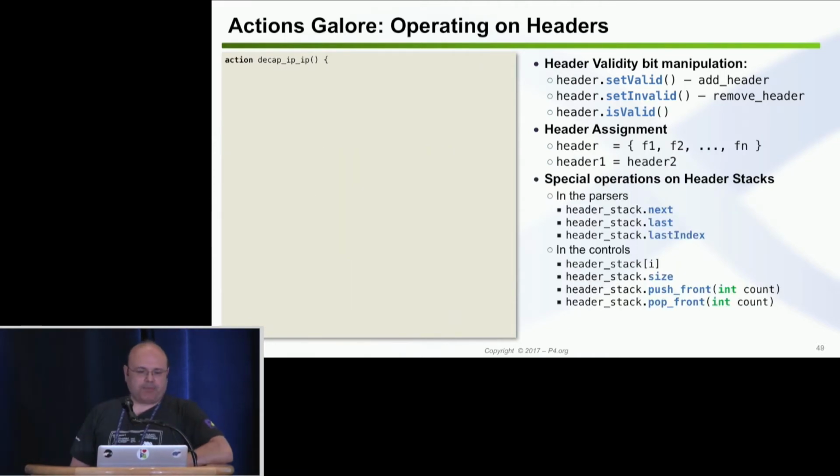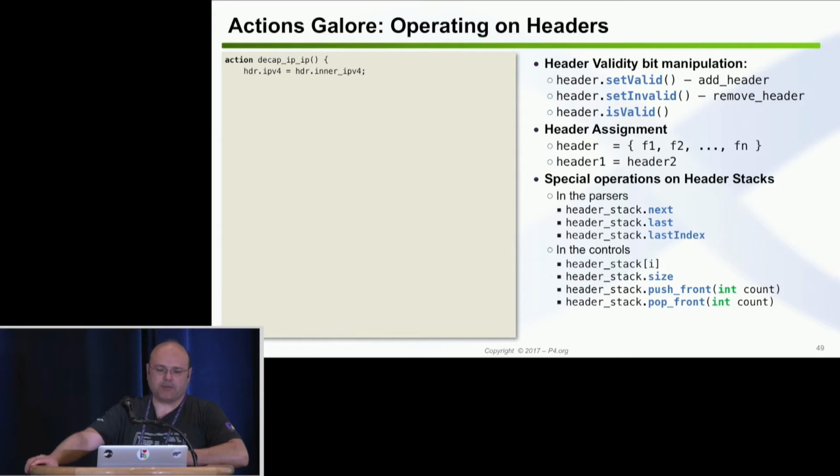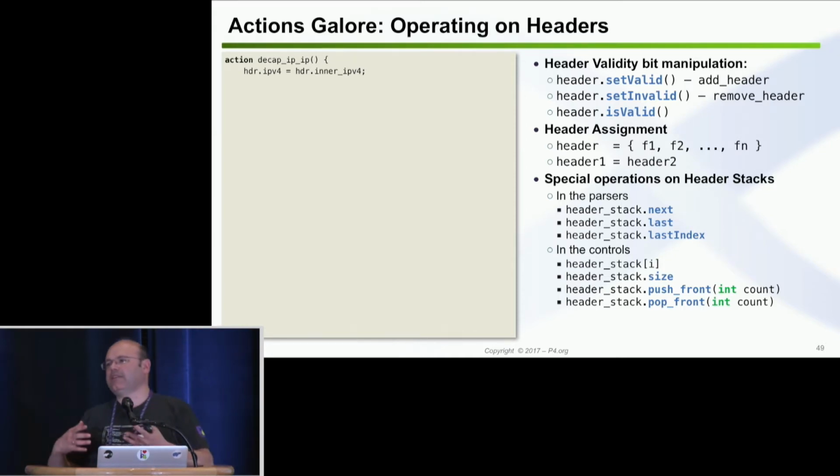So a couple more examples on the headers. For example, here I wanted to decapsulate an IP. When I decapsulate, I need to remove the outer header and make the inner header the outer. I basically copy the inner header, and copying a header is just another assignment operation in P4. So it's very easy, and then I invalidate the inner header, and that's basically all you need to do.